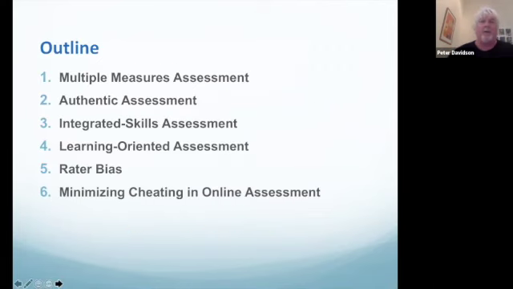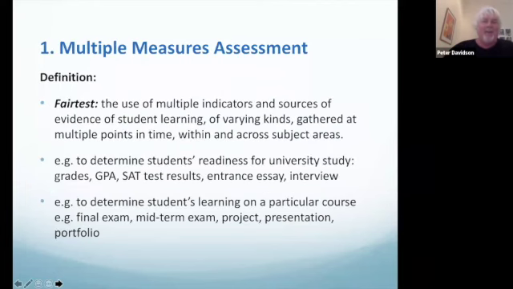There are a lot of things I'm going to try and get through in the next 45 minutes. I want to look at multiple measures assessment, authentic assessment, integrated skills assessment, and learning-oriented assessment. I want to look at rater bias and finish up with something that's quite topical, and that is how to minimize cheating during online exams. So I'm going to go quite quickly, so you have to concentrate and keep concentrating all the way through.